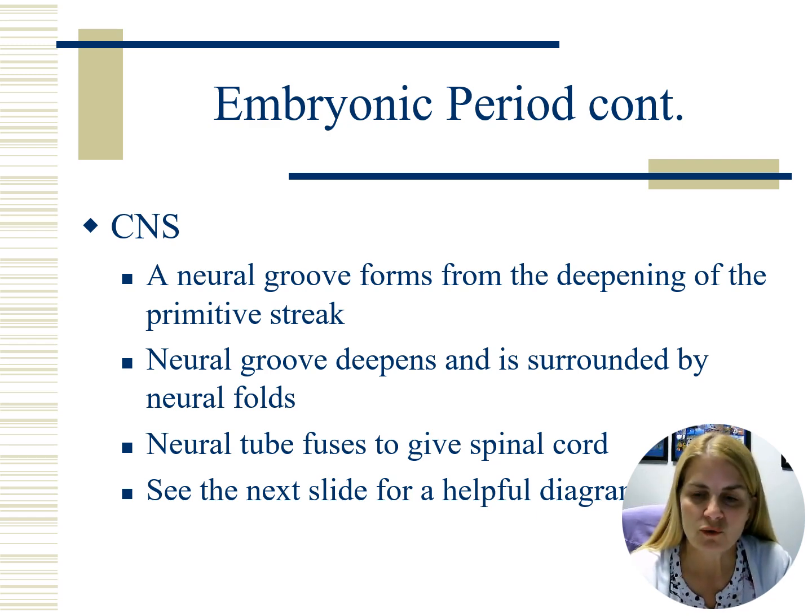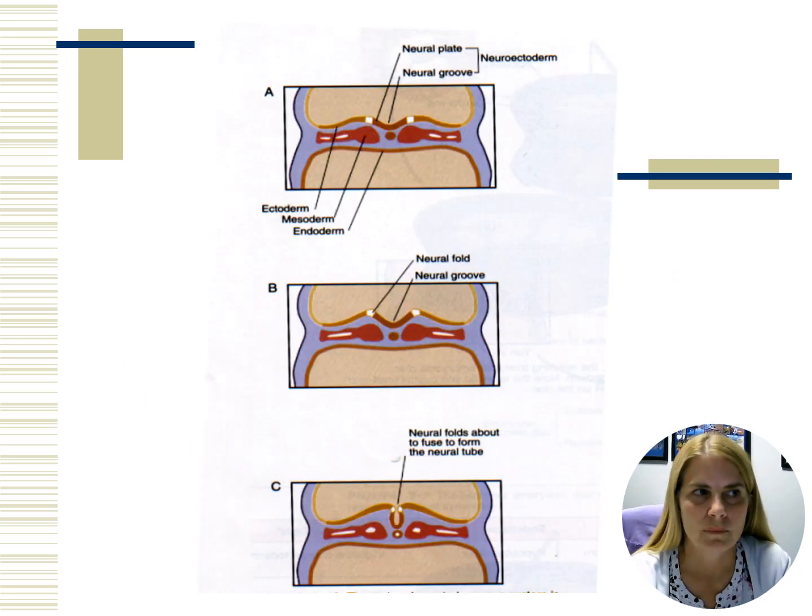The neural tube is going to fuse to give us the spinal cord, and we're going to take a look at that in the next diagram on the next slide. Here the primitive streak is deepening, and the neural groove is folding and is going to fuse to form the neural tube in that bottom picture.